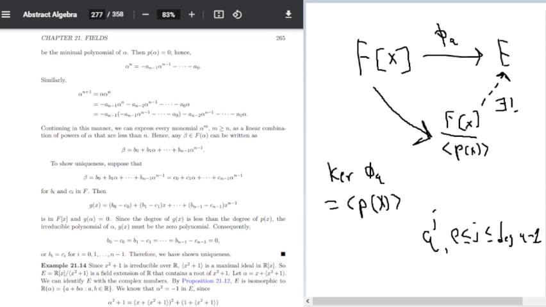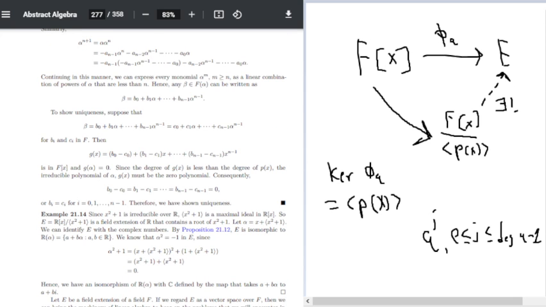Hence, any beta in f of alpha can be written as beta equals beta naught plus beta 1 alpha plus on and on to plus beta n minus 1 alpha n minus 1. To show uniqueness, suppose that beta is equal to beta naught plus beta 1 alpha plus on and on to plus beta n minus 1 alpha n minus 1 is equal to c naught plus c1 alpha plus on and on to plus c n minus 1 alpha n minus 1 for b i and c i in f.